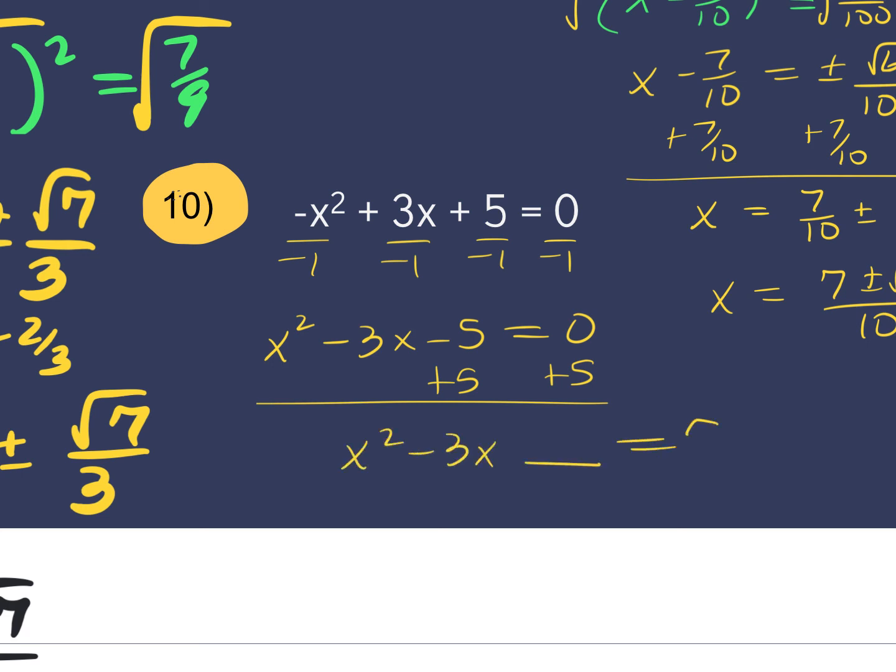Blank space, 5. Okay, take the b term, divide it by 2. So -3 divided by 2 is -3 over 2, squared gives you 9 over 4. Wait. x minus 3. Everybody good? I took the b term, I divided it by 2, and I squared it.